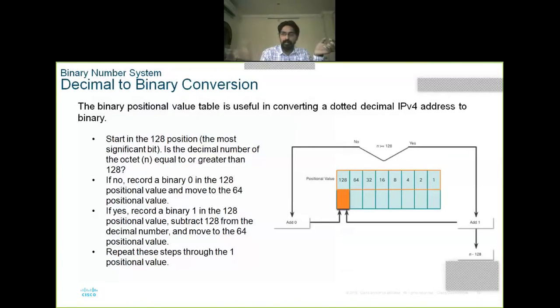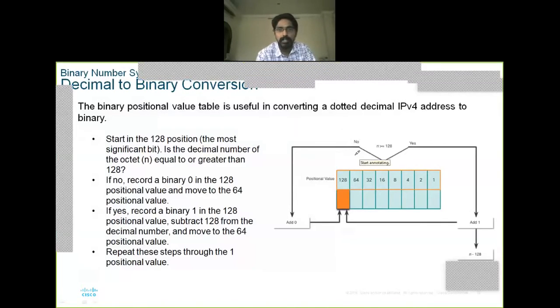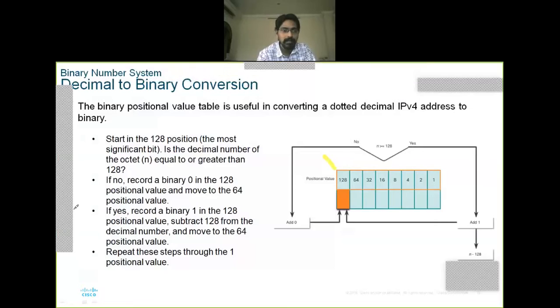Subtract the previous position value, 128, from the given input decimal number and move to the 64 position value, if the given number is greater than or equal to 128. There are two important things. Don't get confused. Start with this position, 128. Suppose my input number is 64.